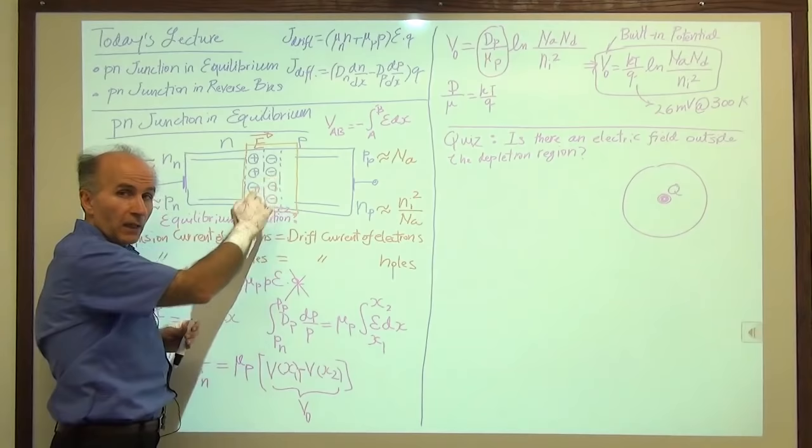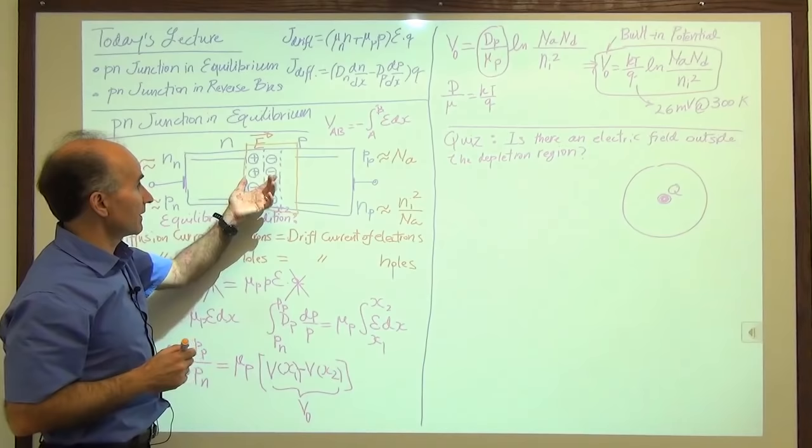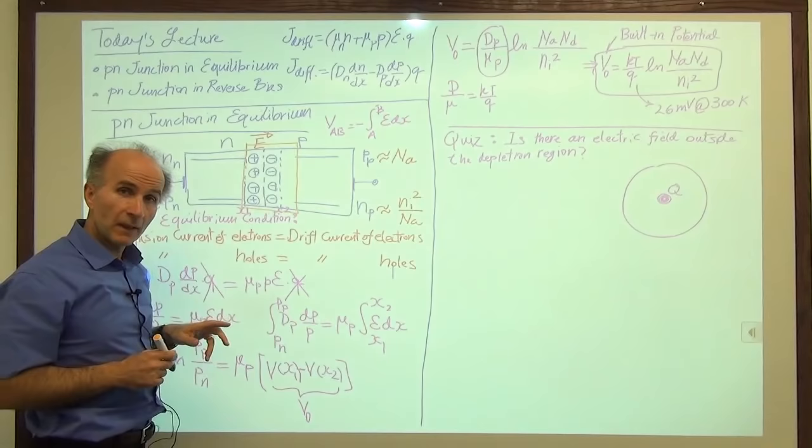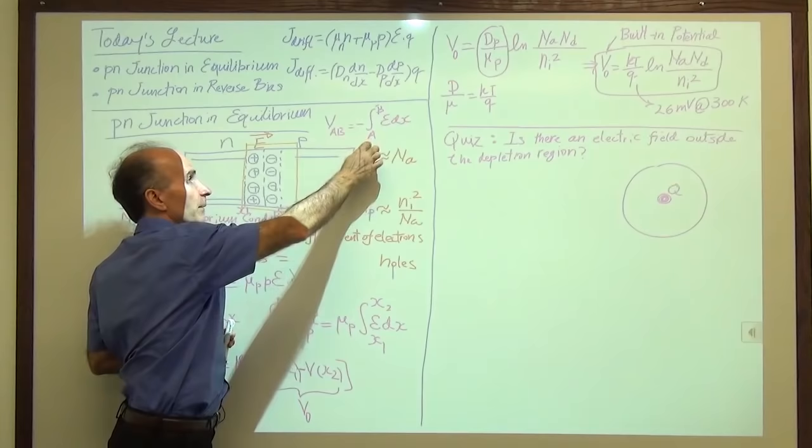It's not exactly like that. There's a gradual transition here, but for our purposes, that approximation is reasonable. Okay, so the electric field only exists inside the depletion region, not here, not here. That means that there is no voltage drop here and no voltage drop here, because voltage and electric field are related. If the electric field is zero everywhere, then the voltage from A to B also has to be zero.